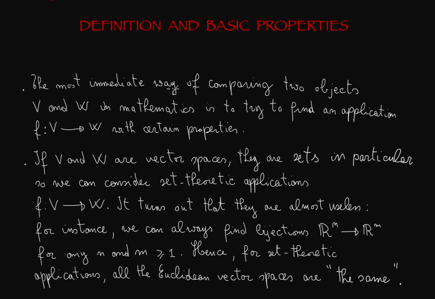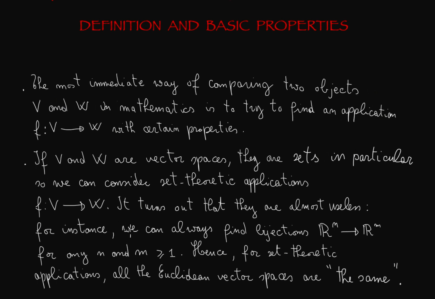The most immediate way of comparing two objects v and w in mathematics is to try to find an application, or a function, from v to w with certain properties. If v and w are vector spaces, they are sets in particular, so we can consider set theoretic applications from v to w. It turns out that they are almost useless to study vector spaces.